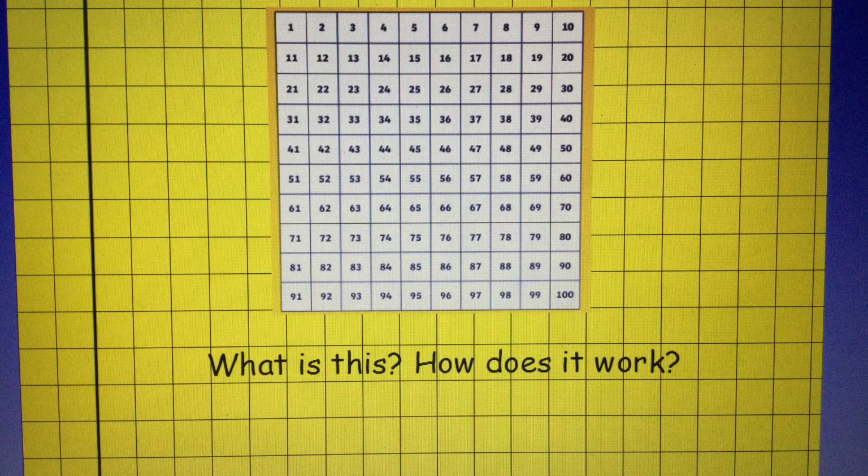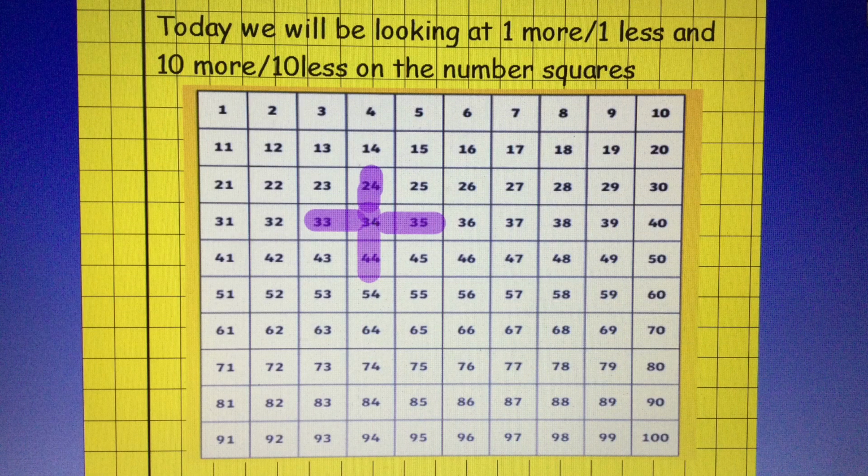What is this and how does it work? You're right, this is our 100 square grid and it shows us all the numbers from 1 to 100. It goes along up to 10 because when you go up and down, it goes up in tens and down in tens, and if you go along to the side, it goes up in ones and down in ones. Today we'll be looking at 1 more and 1 less and 10 more and 10 less on number squares.